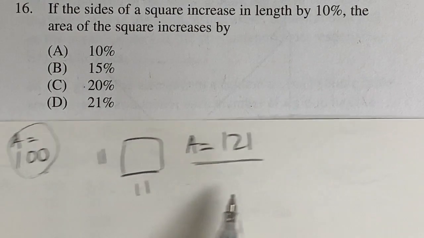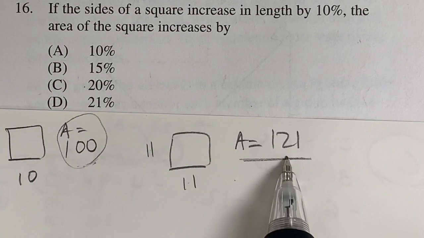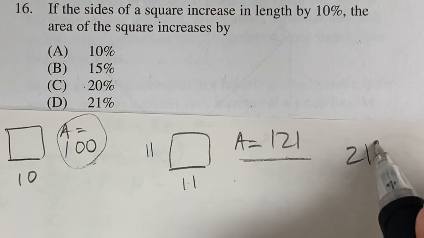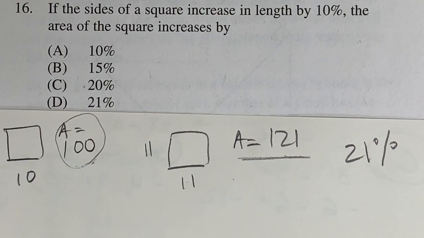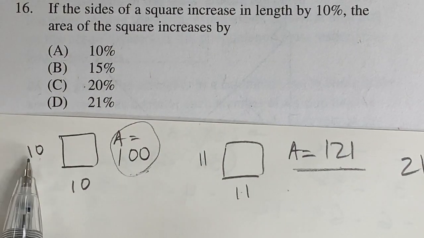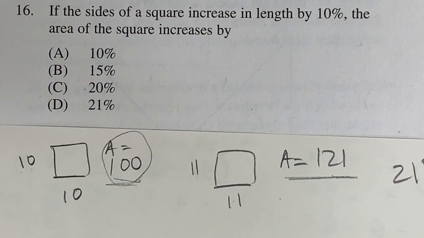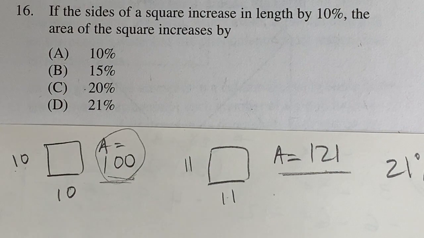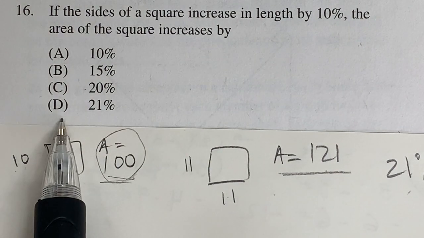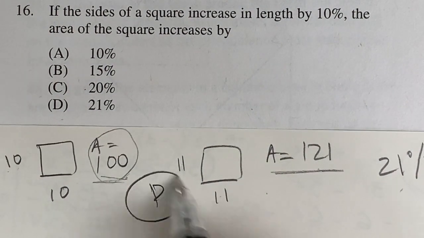That means I had an increase from 100 to 121, which is 21%. That's why I made it 10, so it's easy for me to work with percentage, because percentage is always out of 100, right? So 21%, the answer will be D.